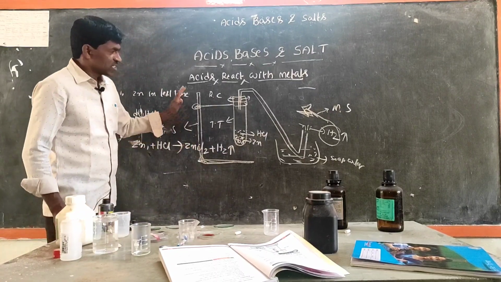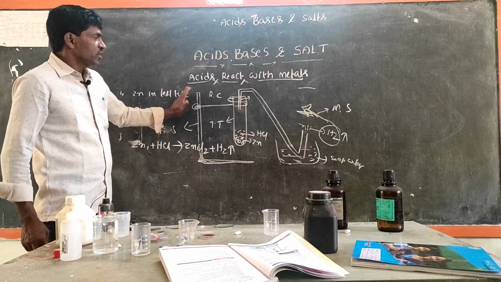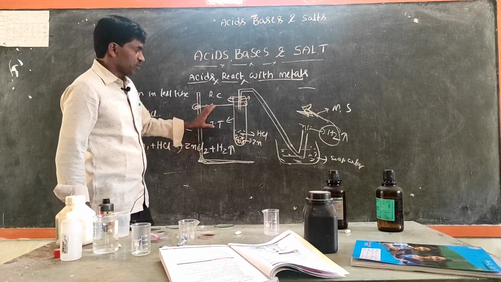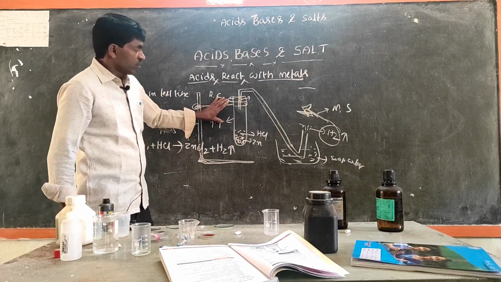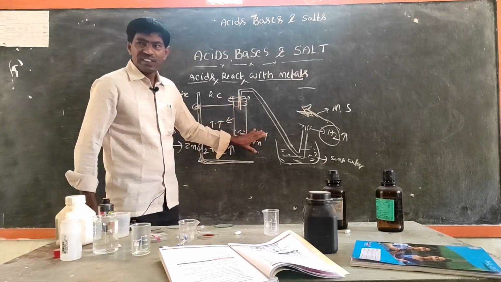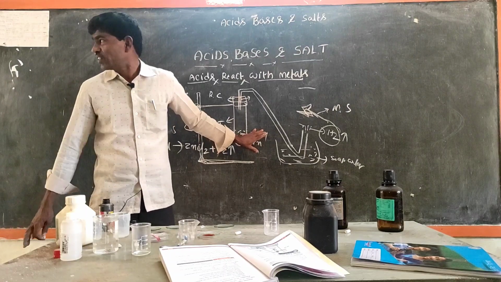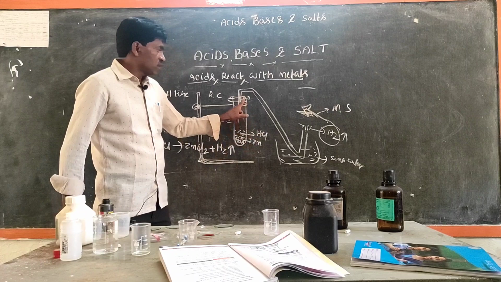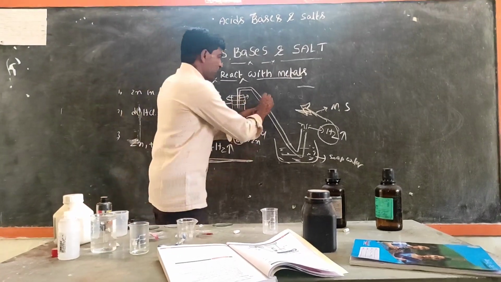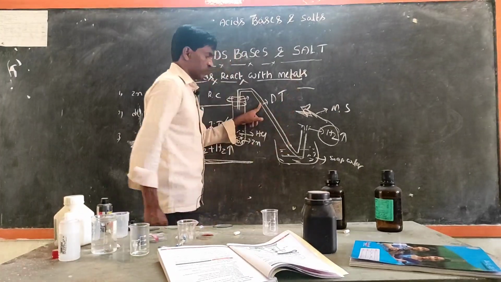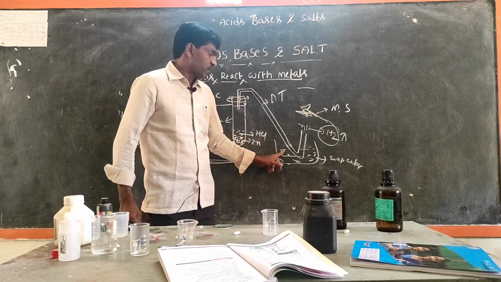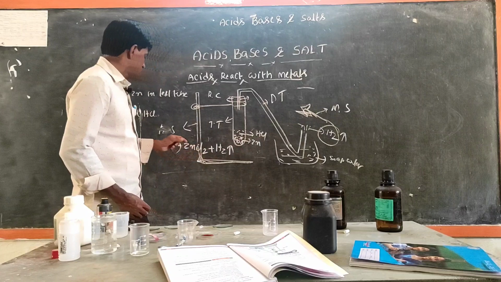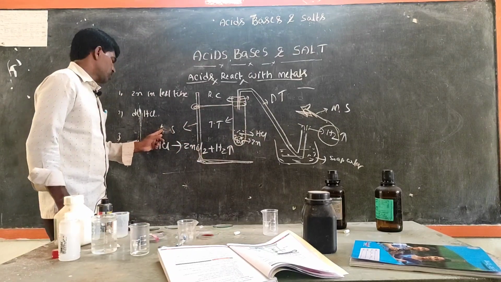Okay children, understand? Once again, we observe the diagram. This is the rough diagram and these are the parts: zinc granules, HCl, rubber cork, delivery tube, soapy water in a bowl, hydrogen gas, matchstick, and the retort stand.